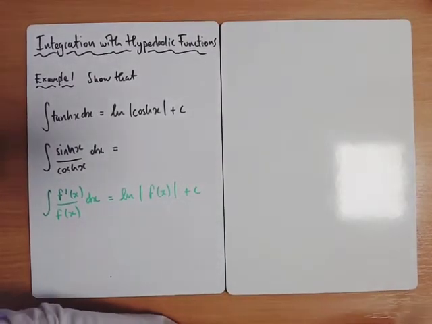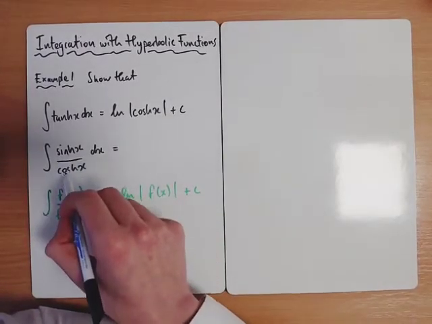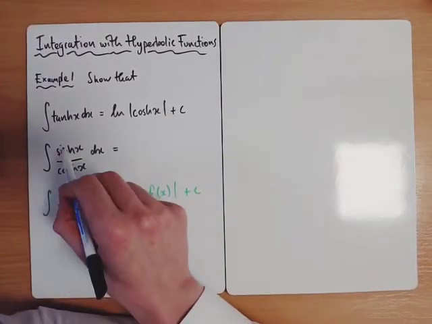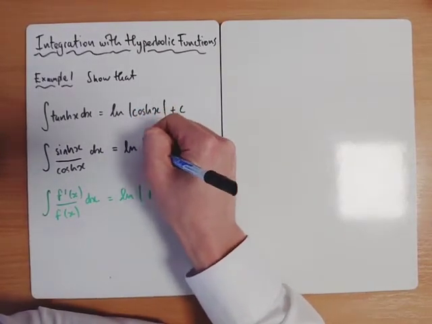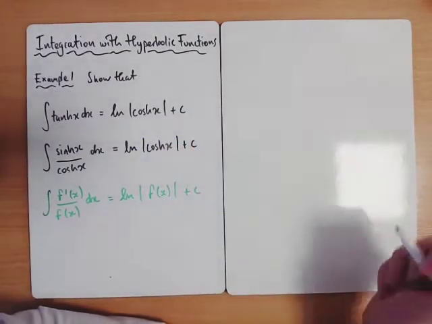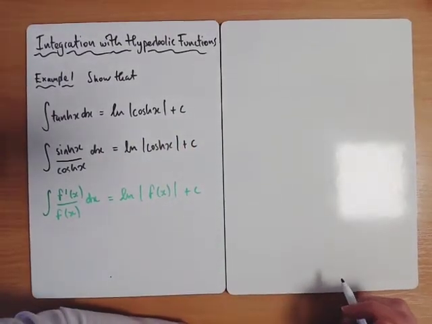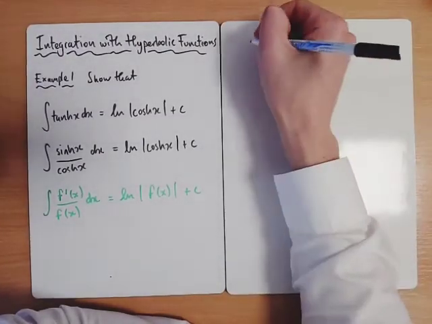So in terms of a show question, there's not really much to do here apart from realise that cosh differentiates to sinh, so the derivative is on top, and that would give us ln cosh x plus c. Not really an exam style question this, but technically if you were going to show this, another way to do it is to use a substitution.